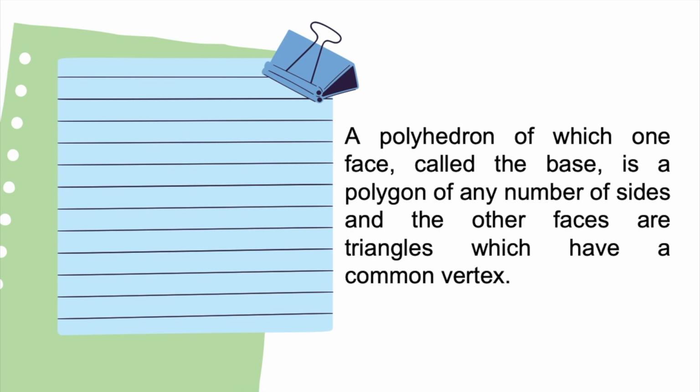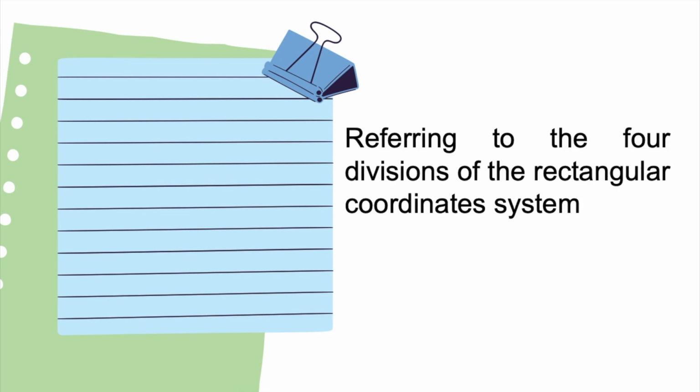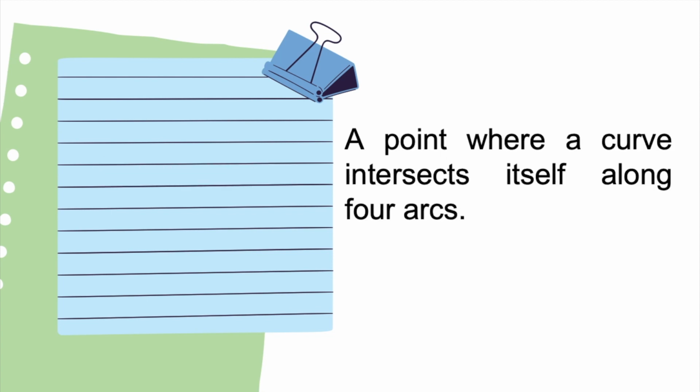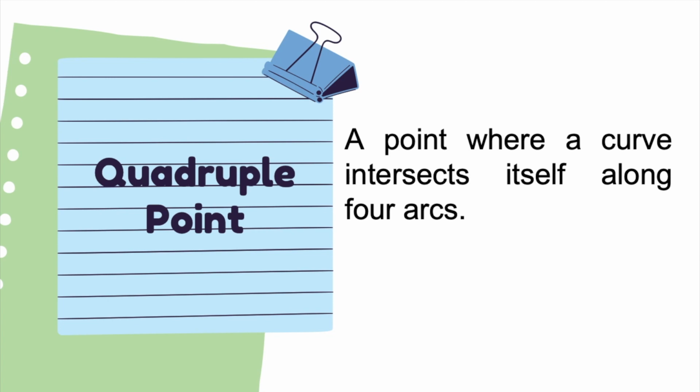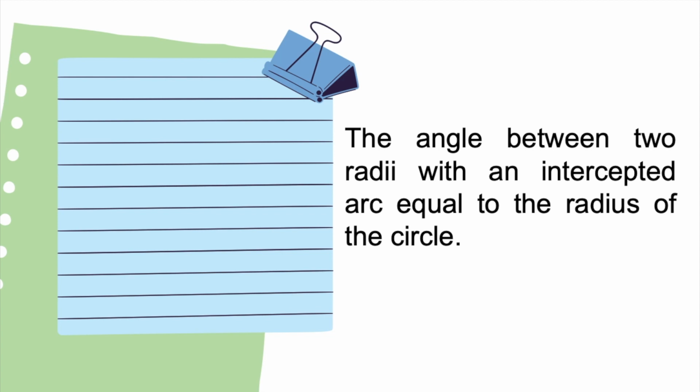A polyhedron of which one face, called the base, is a polygon of any number of sides, and the other faces are triangles which have a common vertex. Pyramid. Referring to the four divisions of the rectangular coordinate system. Quadrants. A point where a curve intersects itself along four arcs. Quadruple point. The angle between two radii with an intercepted arc equal to the radius of the circle. Radian.